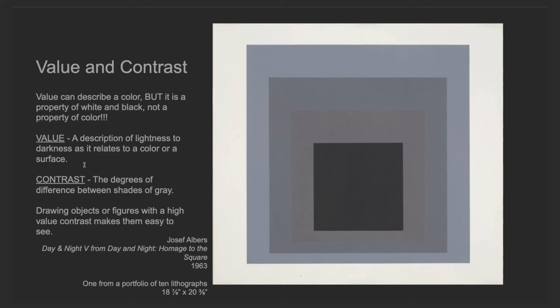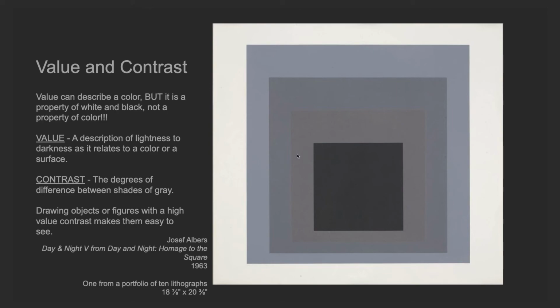So what is the value of this area? Well, it's close to white, so it is a light value. The value of this is a dark value. This is a low value. And the difference between this dark, I'll call it black, it's not quite black, the difference between the black and the white is a high difference, a big difference.